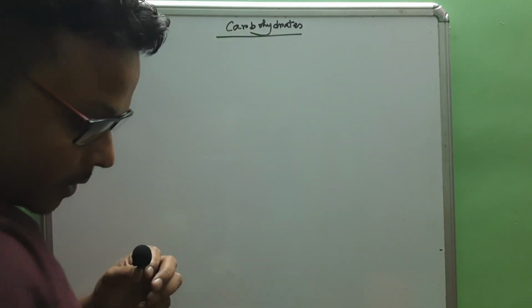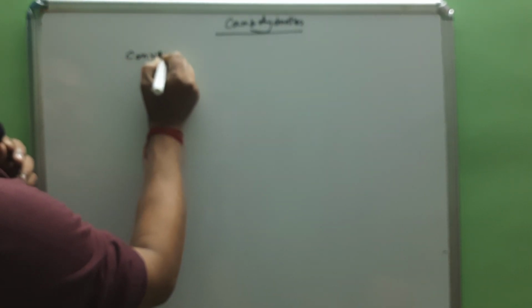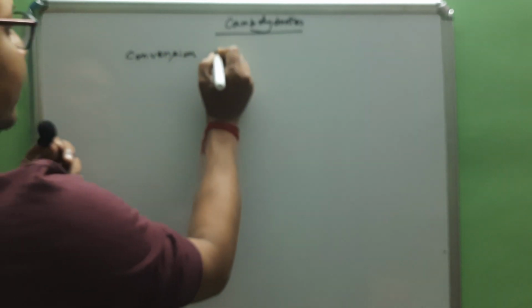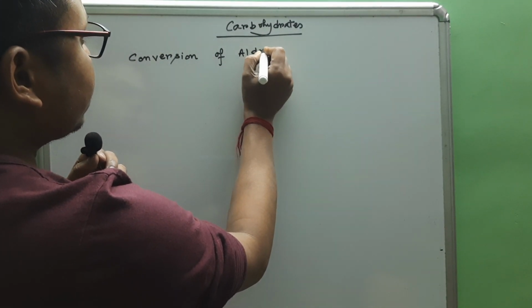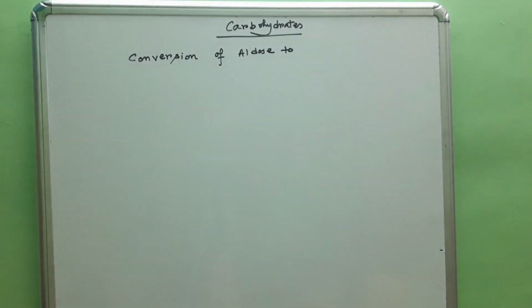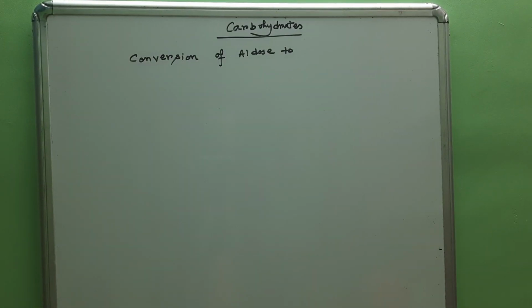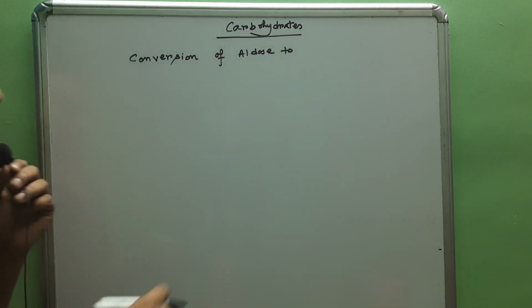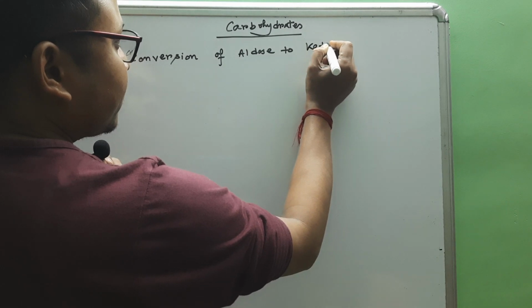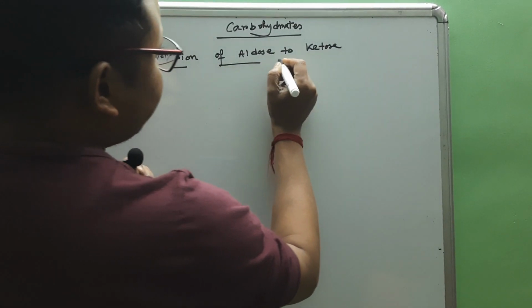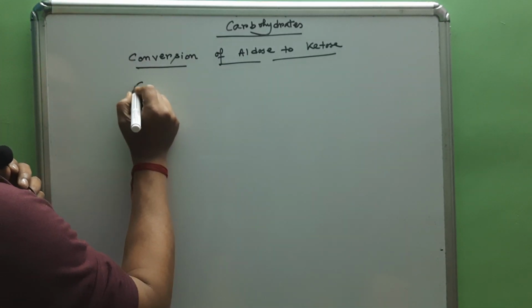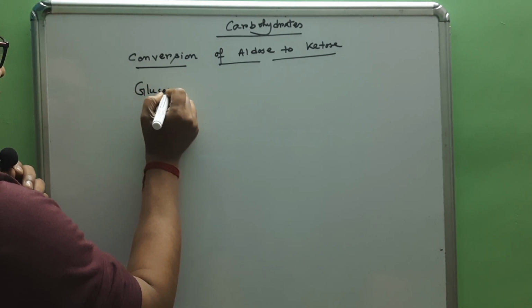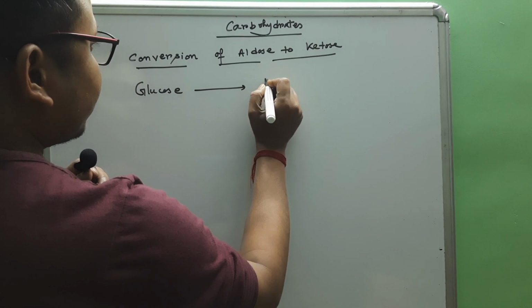Conversion of aldose to ketose. Basically, we want to know the conversion of glucose. Glucose is a kind of aldose, so the conversion is from glucose to fructose.